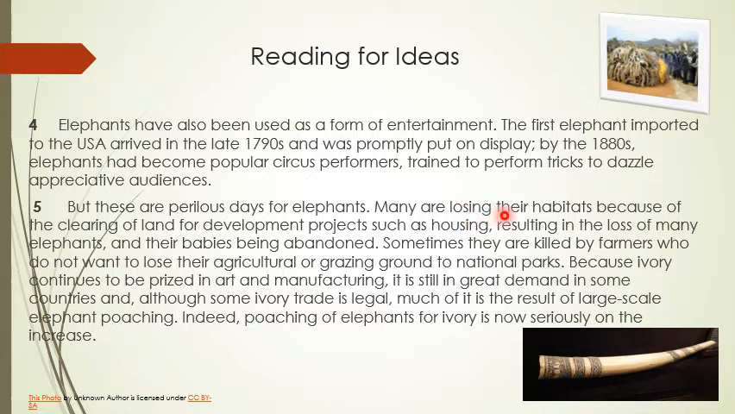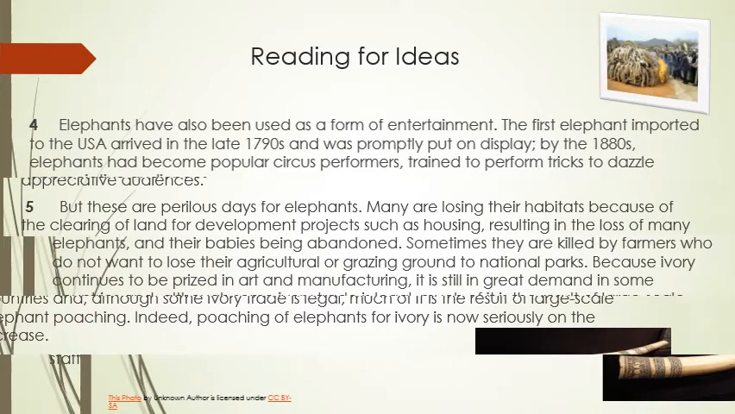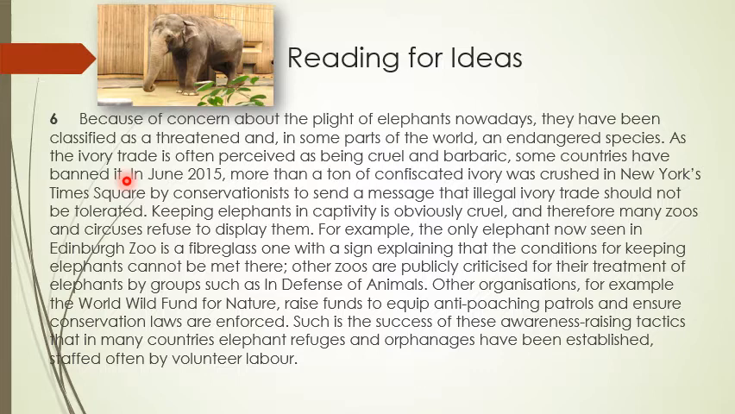They are losing their strength because their habitat is being lost because of the development project. The babies are abandoned. That is why their number is decreasing. Some farmers are killing them to save their grazing ground or for ivory, because ivory is still much valued. And for this, large numbers of elephants are being poached. Now, paragraph number 6 talks about the actions taken to save these elephants.